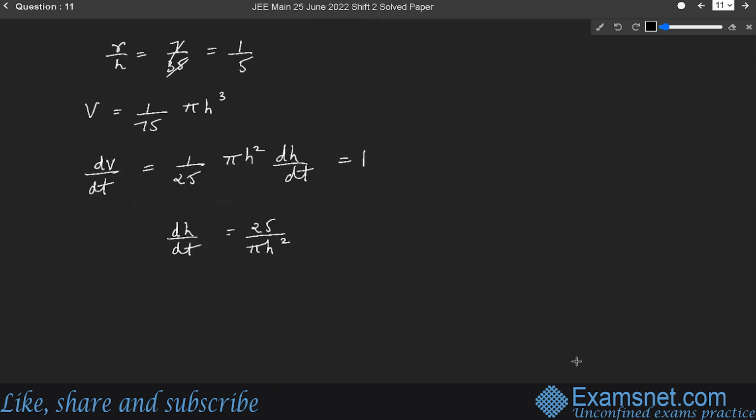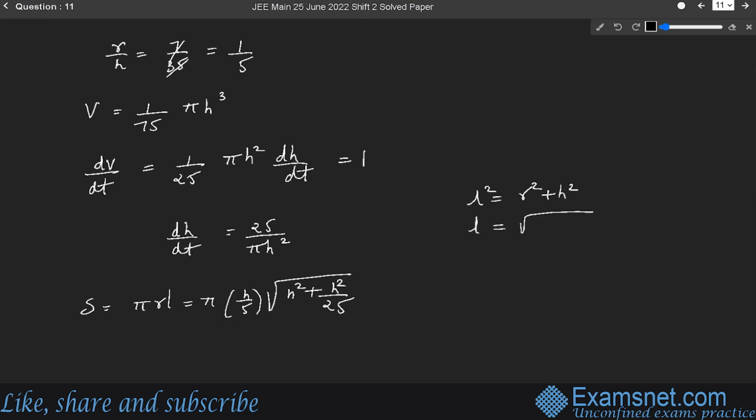Now, the surface area will be pi r l. So, it will be pi into h upon 5 into under root of h square plus h square upon 25. We know that l is the slant height here, and slant height is under root of r square plus h square. So this will be equal to pi upon 25 into under root of 26 h square.